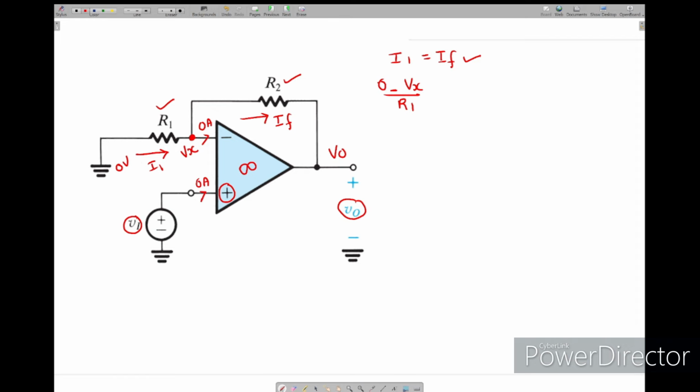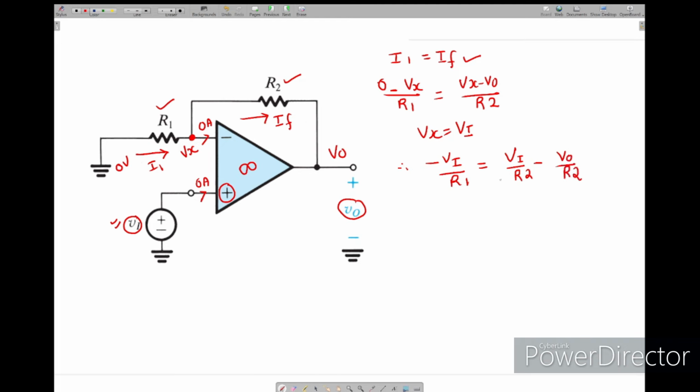IF is Vx minus V0 divided by R2. Now again we'll use the virtual short concept. At this pin the voltage is Vi, so we get Vx equal to Vi. Now we substitute in place of Vx: Vi divided by R1 equals Vi divided by R2 minus V0 divided by R2.